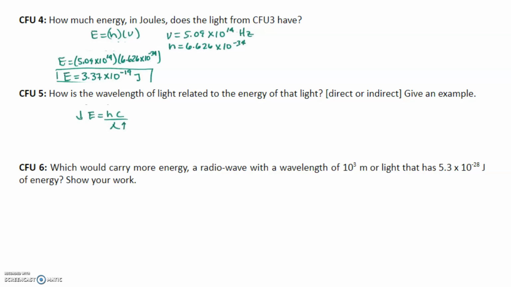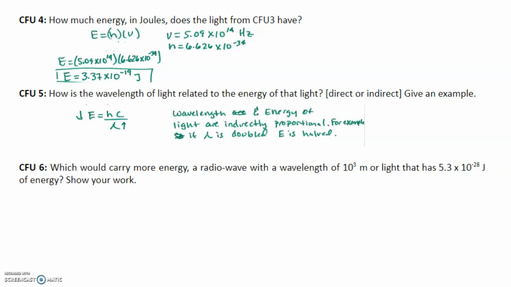Second one, how is the wavelength of light related to the energy of light? We can use the equation energy equals Planck's constant times speed of light divided by wavelength. As you can see here, as you increase the wavelength, since that's in the denominator, the energy will decrease. So they are inversely proportional. That means if the wavelength is doubled, the energy is halved.